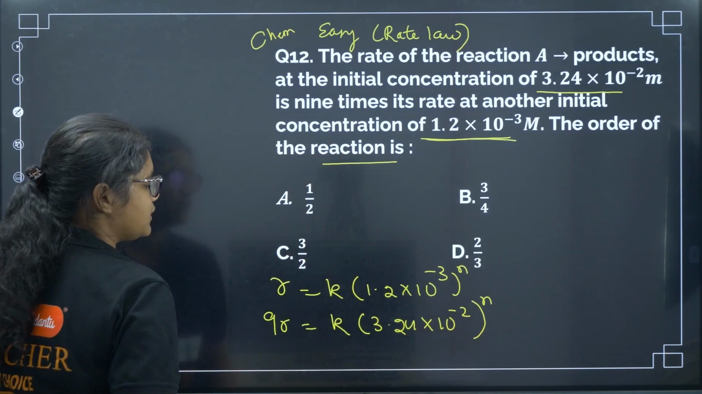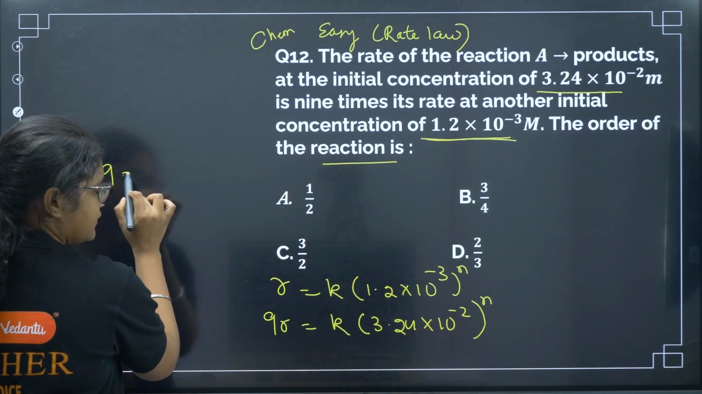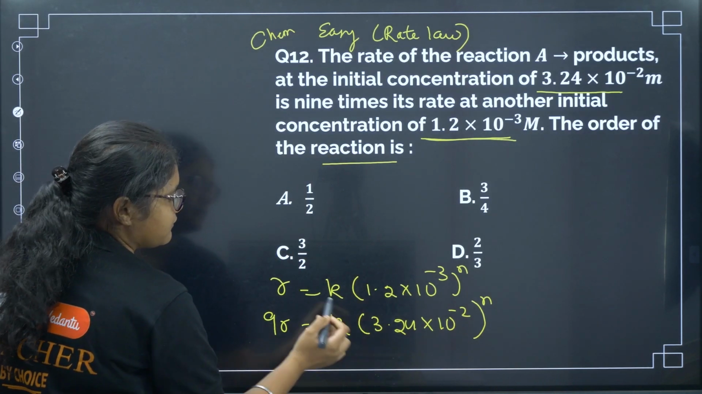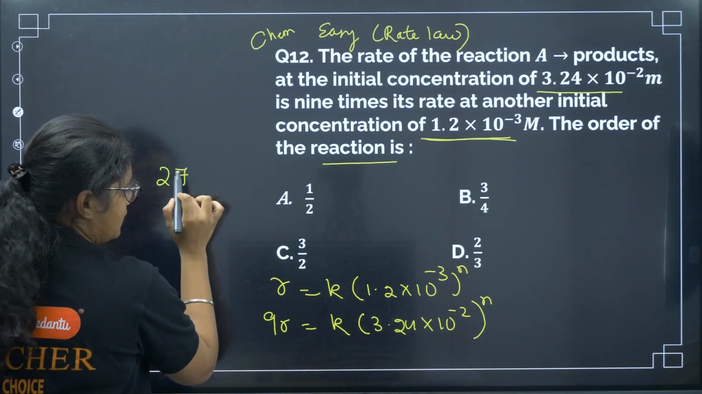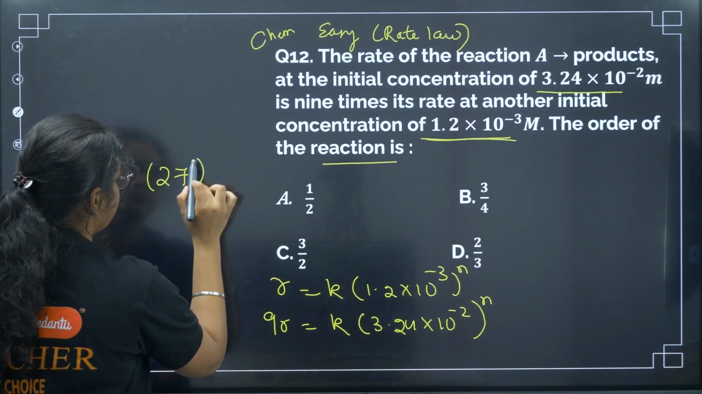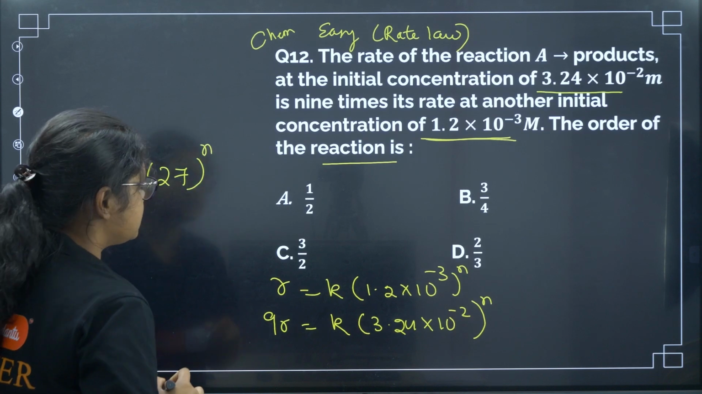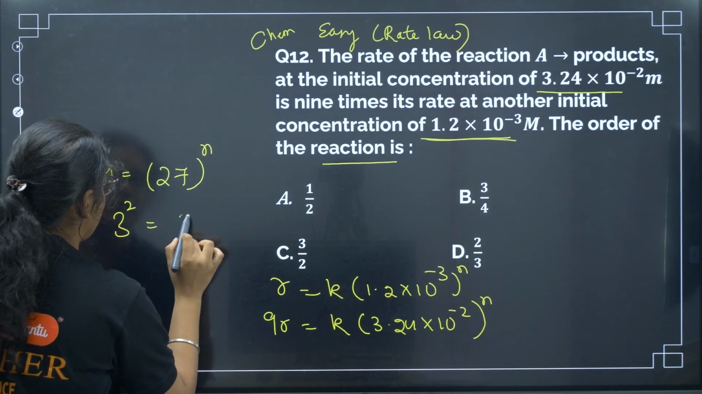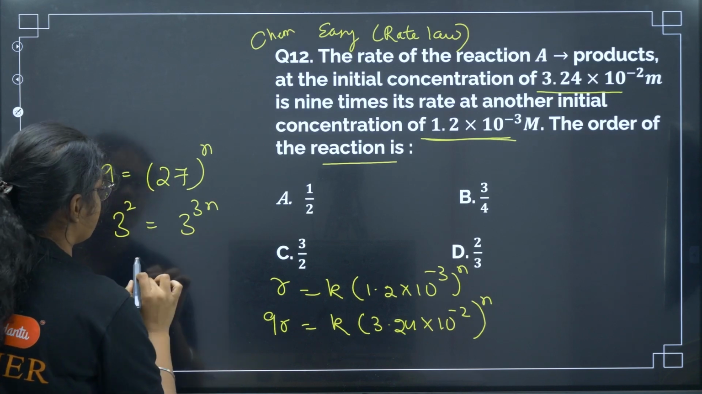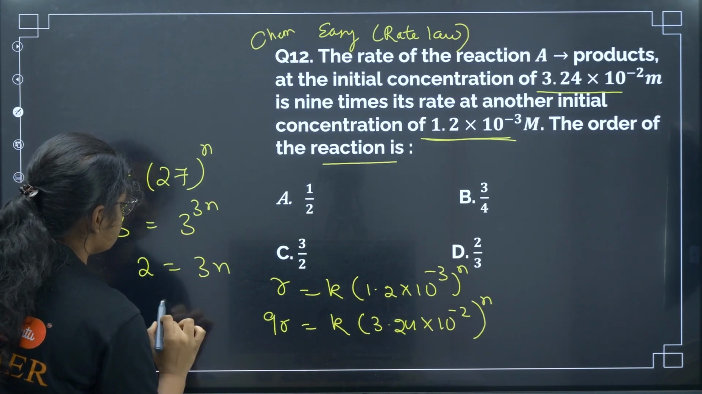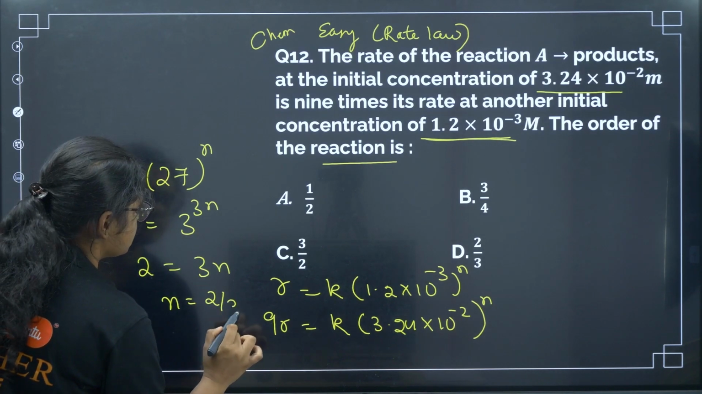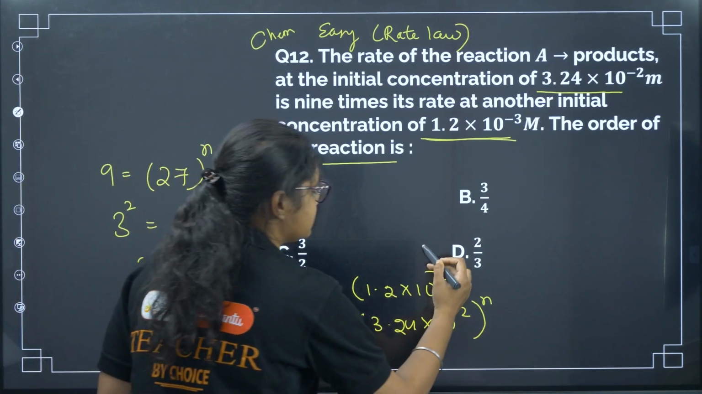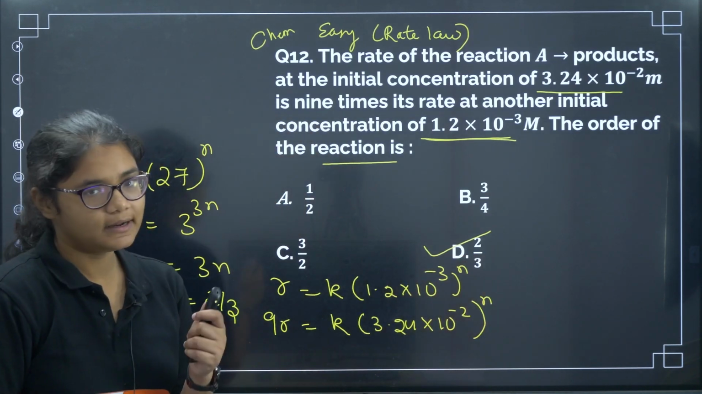Now just divide both the equations, so I'll get 9 = 27^n, okay? So now if I solve this one, I can write 3 to the power of 2, and this one I can write 3 to the power of 3n. So 2 = 3n, so n will be equal to 2/3. So the order of the reaction is 2/3. So the correct answer is option number D, okay?